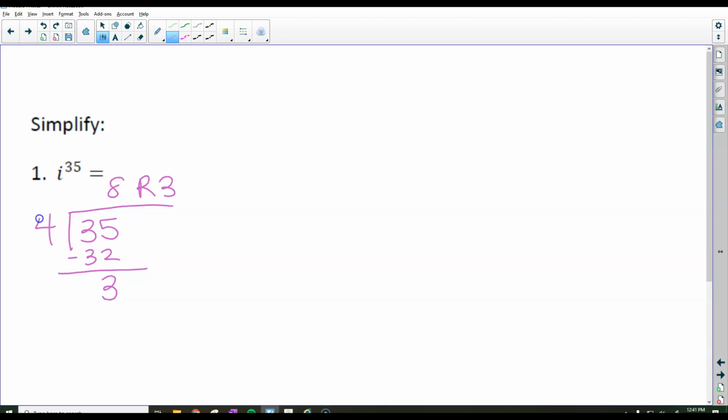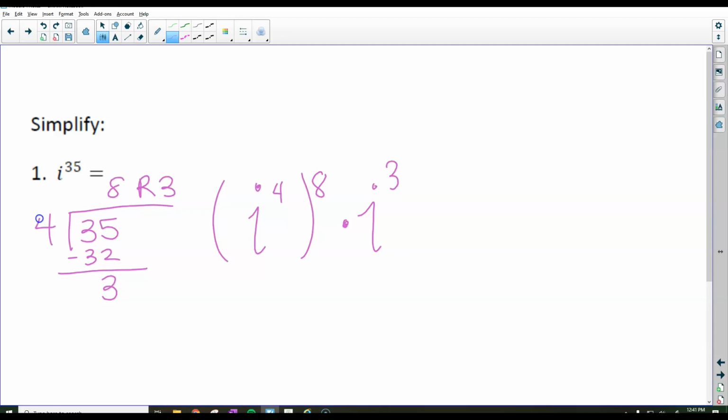All right, so what we did is we really changed the way the 35 looks. How many times did 4 go into 35? Okay. So that's 32 i's, correct? But we need 35 i's, so we had a remainder of 3. This is your 35 i's. We just changed the way it looks. What is i to the 4th? Look at your chart at the top. What did you put for i to the 4th?